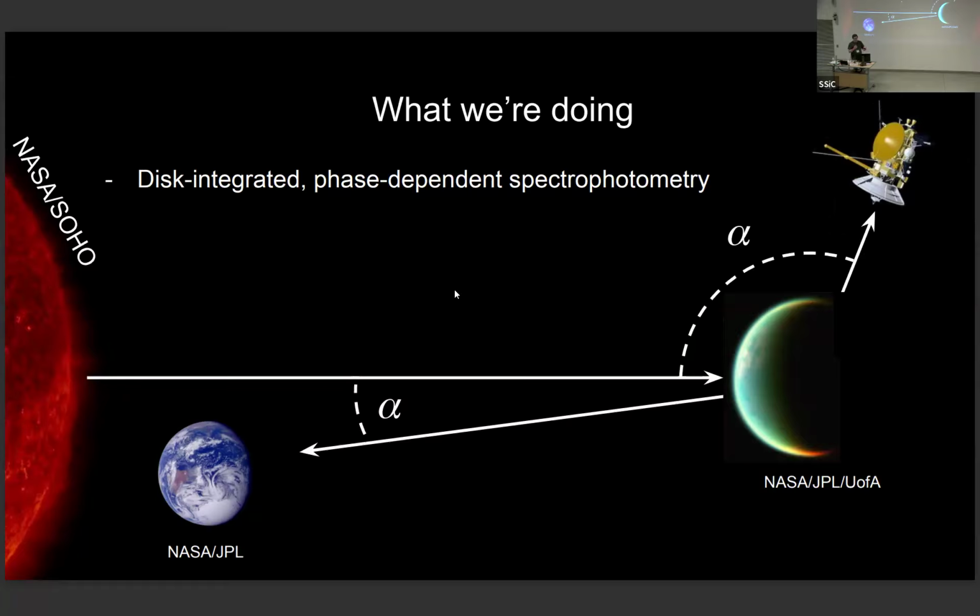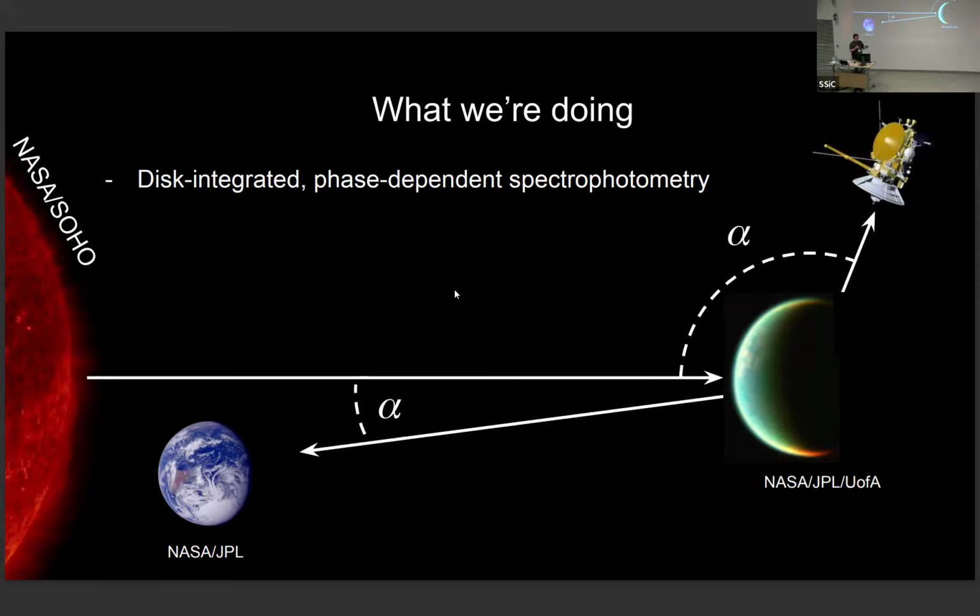So when you want to construct a phase curve of an object like Titan, Earth observations, as wonderful as they are, just don't provide the phase coverage that you need. From Earth, you can only ever really view Titan at phase angles of 6.5 degrees or less. So we make use of observations from the Cassini probe.